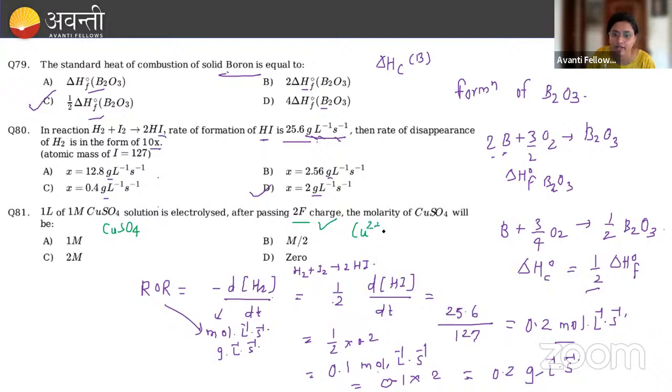How much Cu is getting converted into Cu2+? I will write the reaction. All the Cu has already been converted by using the 2 Faraday of charge. So remaining is 0. The remaining amount divided by the volume gives the molarity. But the remaining amount of copper sulfate in the solution is 0, because it is completely electrolyzed. That is why molarity will become 0.